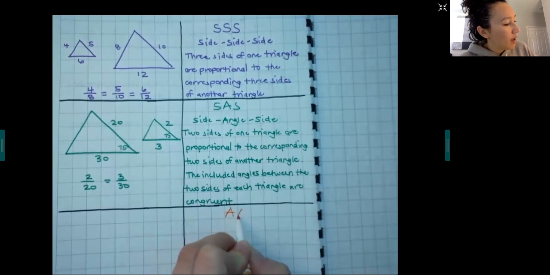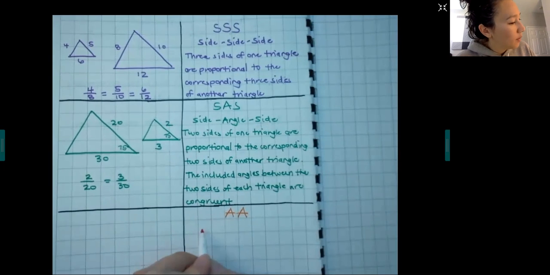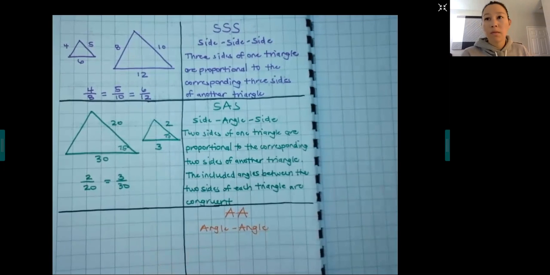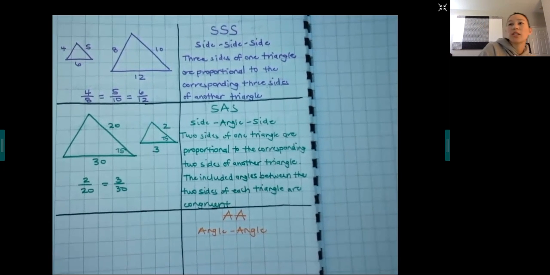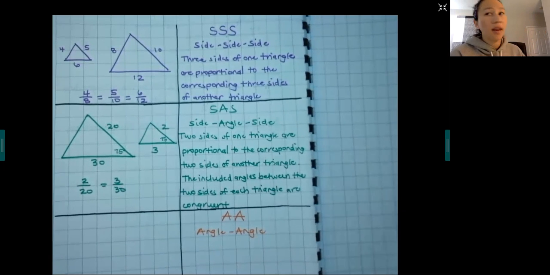And then we have the last one, which is angle, angle. It says if two angles of one triangle are congruent to two angles of another triangle, then they are similar.